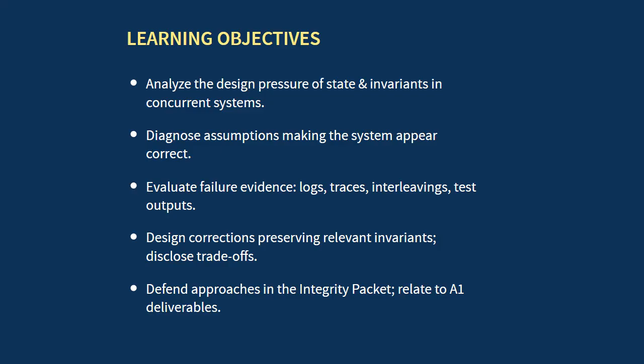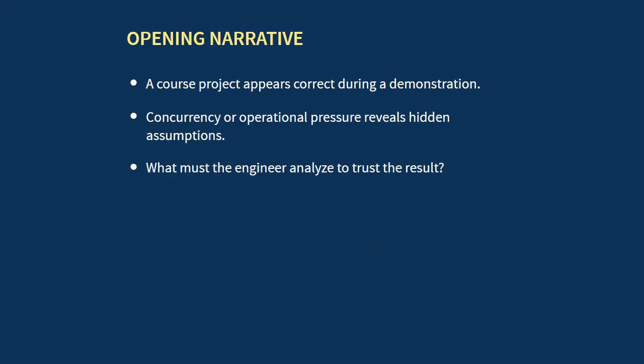What types of hidden assumptions should we be looking for? Great question. We'll be focusing on those that mislead us into thinking the system is correct until it's under stress. Imagine you are working on a course project that appears to be functioning perfectly fine during a demonstration. So, what happens when we introduce concurrency? Concurrency can reveal hidden assumptions that challenge our trust in the results.